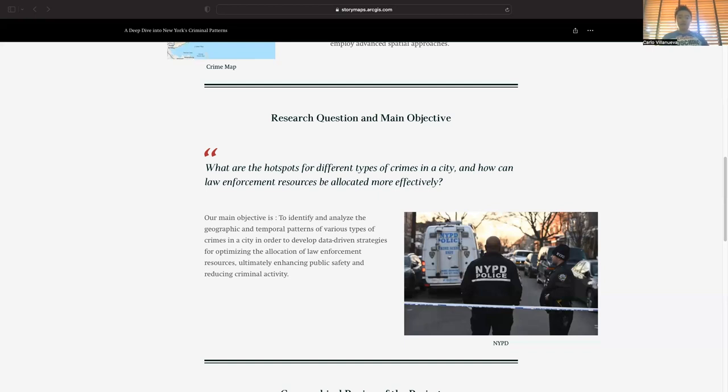And in addition to the geographic analysis, our study aims to uncover temporal patterns in crime occurrence. This would involve looking at when certain crimes are more likely to happen, such as during specific times of the day, days of the week, or seasons. Understanding these patterns is crucial for optimizing law enforcement resource allocation.